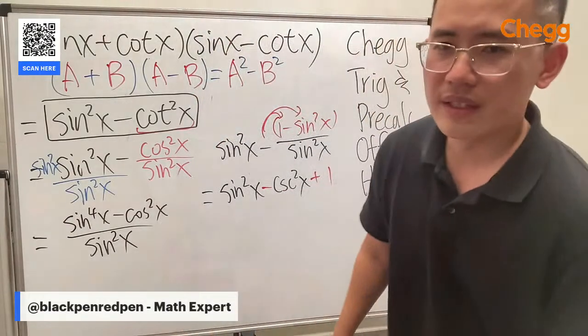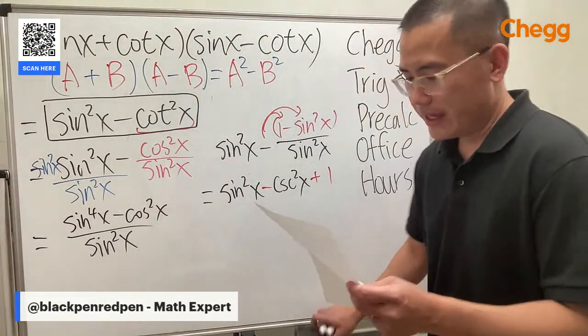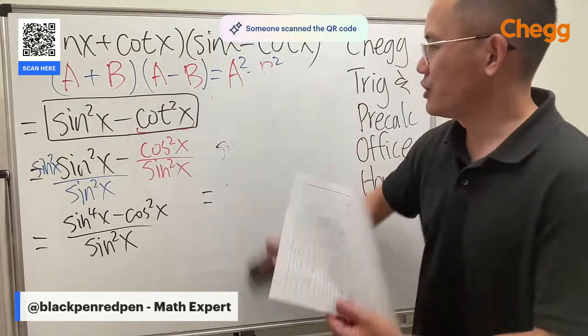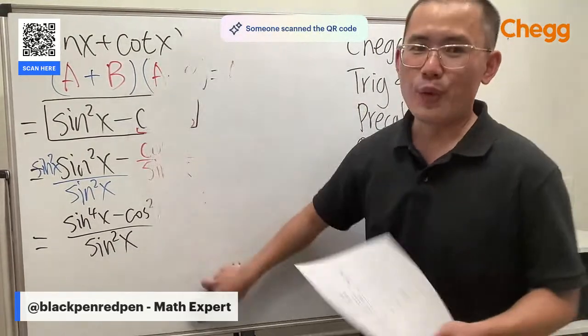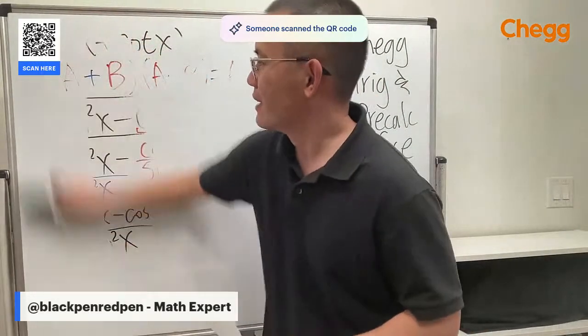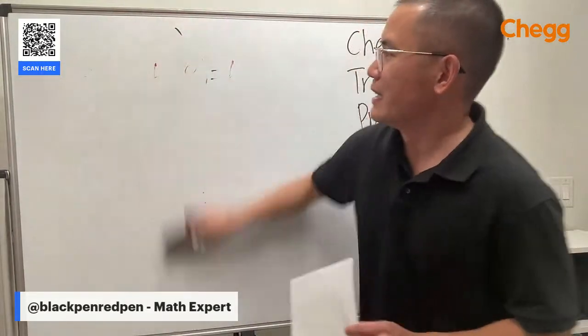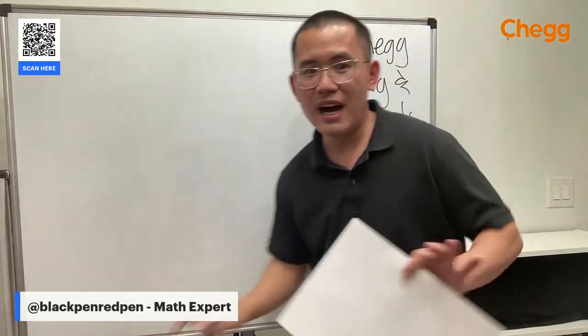Prove the half angle identity. Yes, I think I can do that. And I do have my little sheet that I prepared for this live stream. And again, you can just think about this as an online office hour.